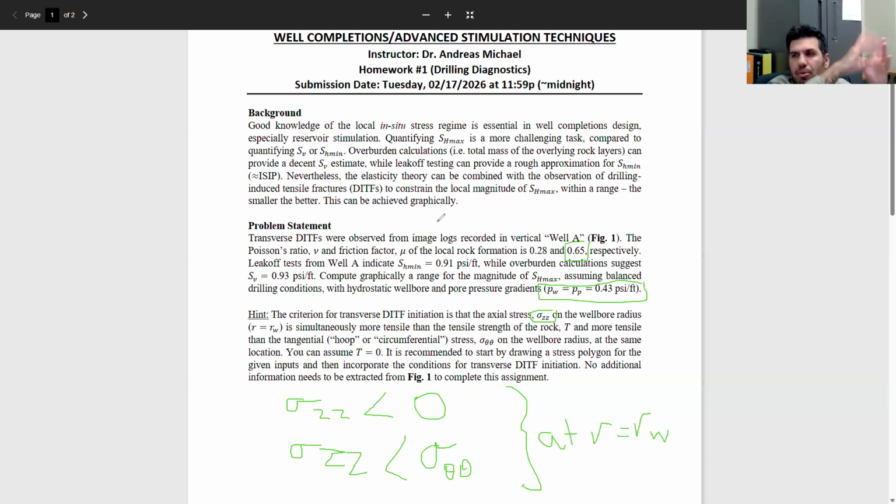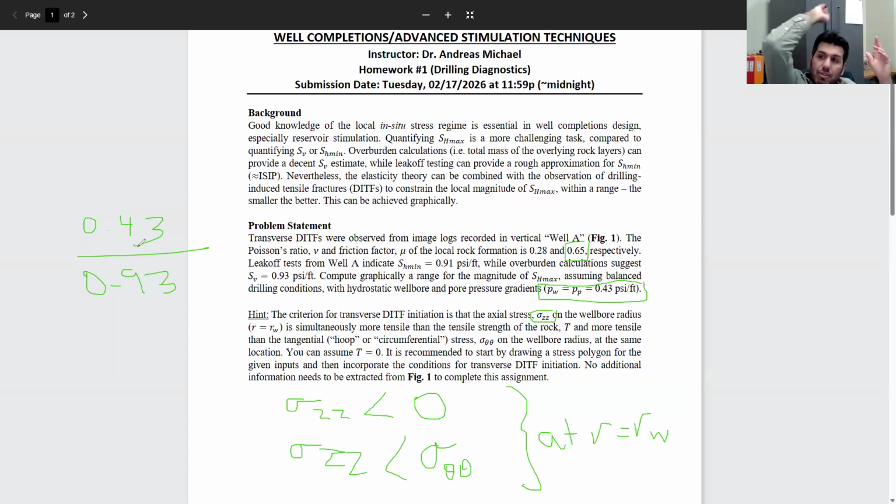Except when you actually plot the polygon. When you plot the polygon, you have to use pore pressure. In the example in class, we used 0.43, but it was 0.433 psi per foot divided by 1. Now it's no longer divided by 1, it's divided by 0.93. So it would be something bigger than 0.43, right? It would be higher, like 0.47 or something.